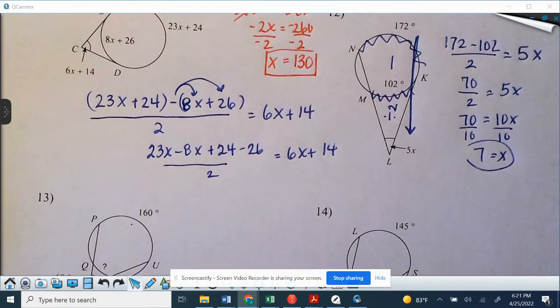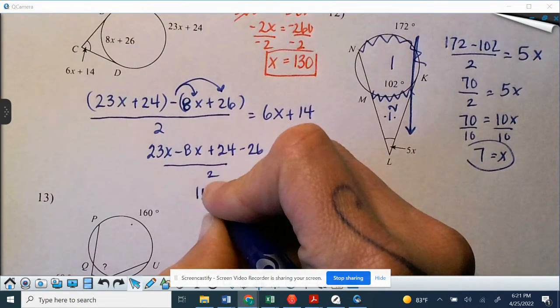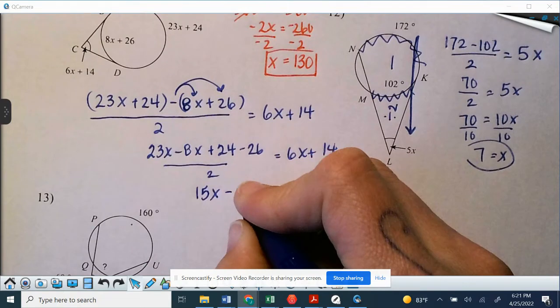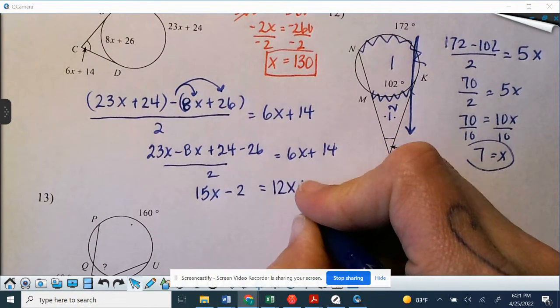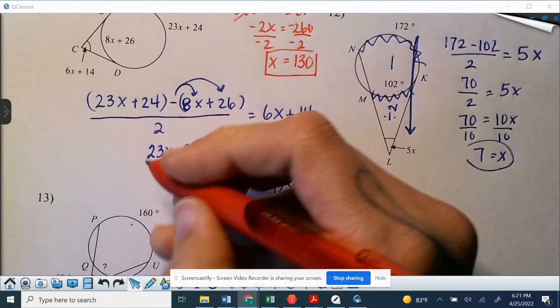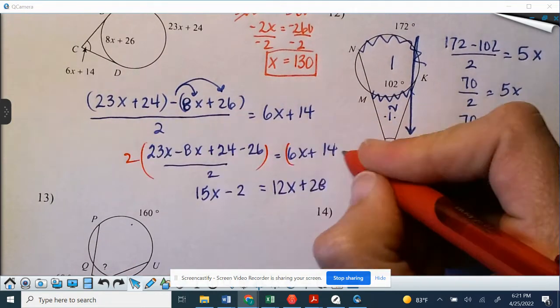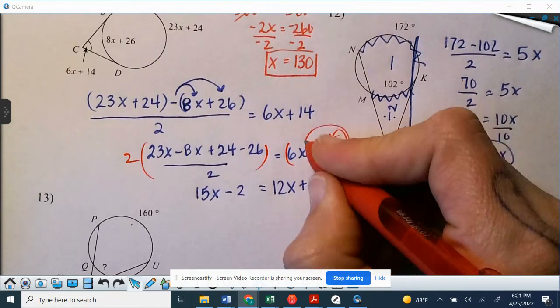So 23x minus 8x is going to be 15x. 24 minus 26 is going to be negative 2. I'm going to take that 2 and get rid of it. Multiply both sides, so this was by 2. I distributed all the way through.